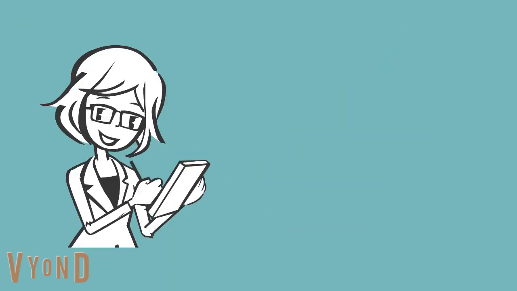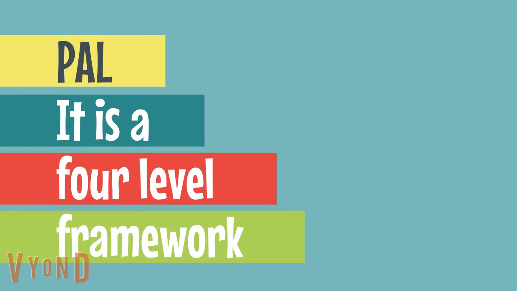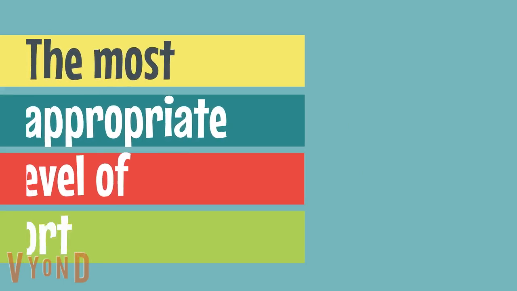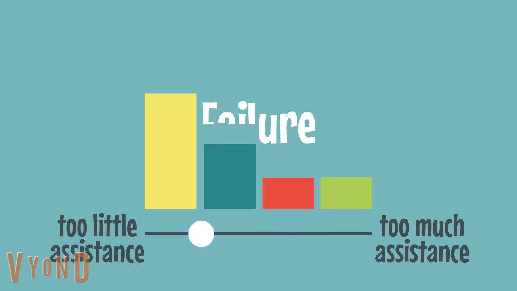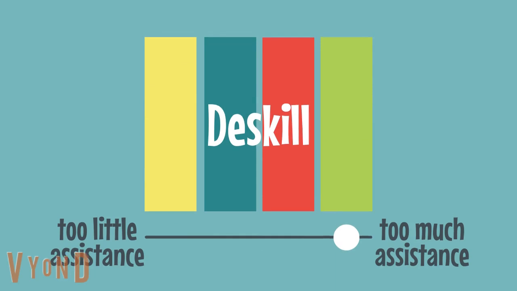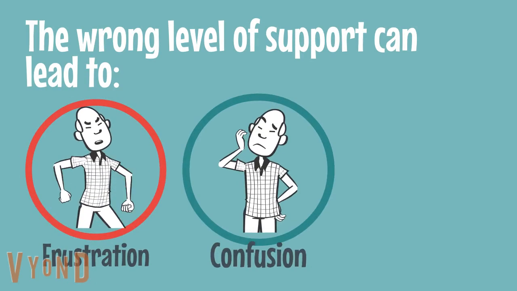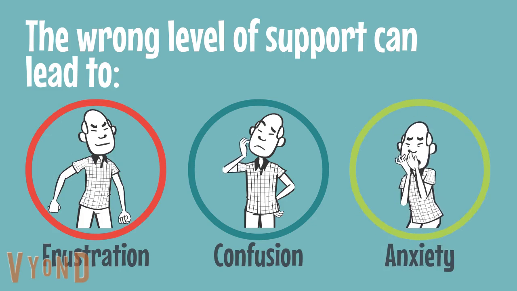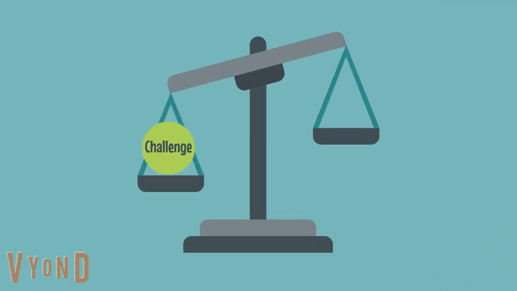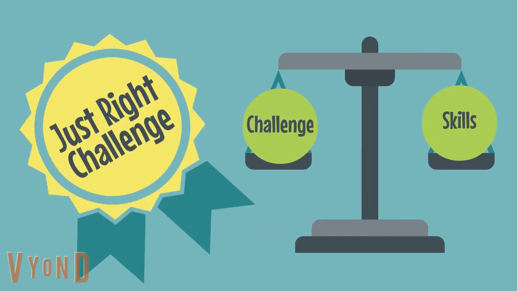The PAL was devised by occupational therapist Jackie Poole. It's a 4-level framework which helps carers provide the most appropriate level of support. This is important because offering too little assistance could lead to failure, and too much could de-skill the person. The wrong level of support can also lead to feelings of frustration, confusion, and anxiety, so it's important to strike a good balance between challenge and skills. We call this the just right challenge.